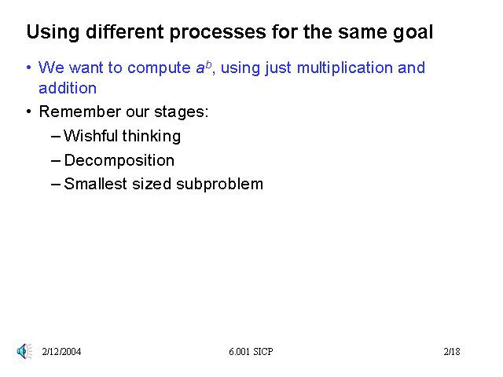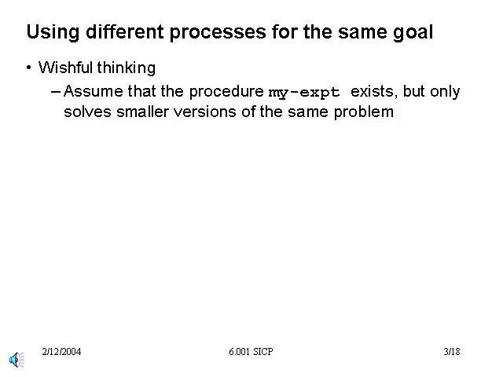And finally, we'll determine the smallest size subproblem into which we want to do decomposition. So, let's look at those 3 pieces, those 3 tools applied to the problem of exponentiation. Remember that our first stage is wishful thinking, which is our tool for using induction. It says, let's assume that some procedure, let's call it myexp, exists, so that we can use it, but that it only solves smaller versions of the same problem.